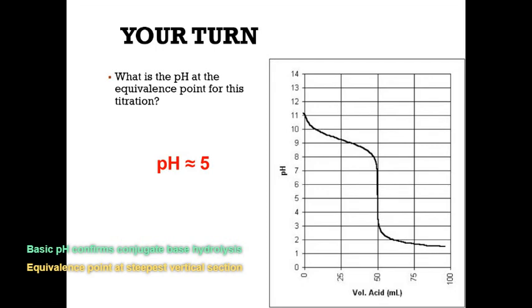That conjugate base hydrolyzes, accepting protons from water and producing hydroxide ions, which shifts the pH into the basic range. The degree of hydrolysis determines exactly how high, in this case, it brought us to pH 5. This is fundamentally different from a strong acid strong base titration, where equivalence would be at pH 7.